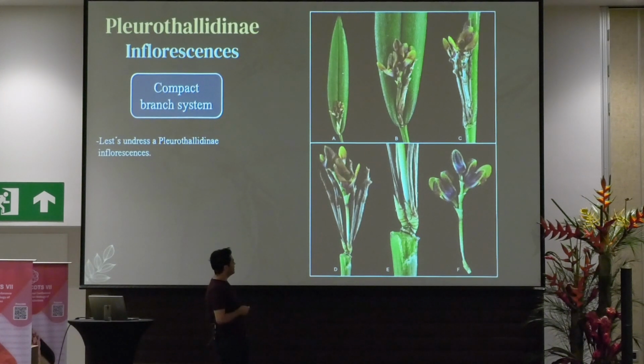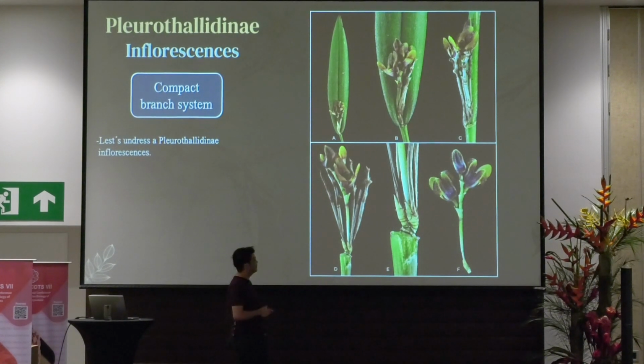What you can see here is the apex of the ramicaul without the spathe and without the leaf, only the inflorescence. As you can see at the base, we got a very compact branch system. And this is not the inflorescence of the species. This is just a part of the inflorescence of the species. This is the whole inflorescence of the species.